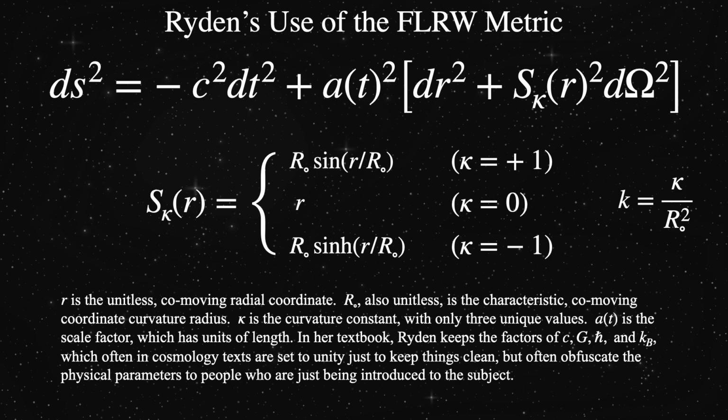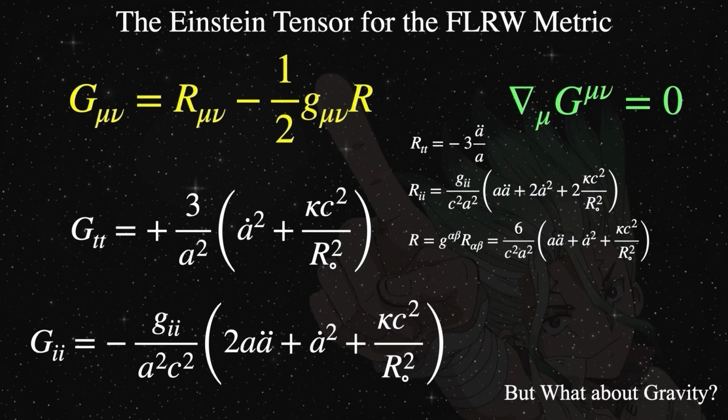In her textbook, Ryden keeps the factors of c, G, the Boltzmann constant, and h bar, which often in cosmology texts are set to unity to keep things clean, but often obfuscate the physical parameters to people who are just being introduced to this subject. With that out of the way, our final step to encoding the curvature of spacetime into something that we can relate to what lives in spacetime is to define the Einstein tensor.